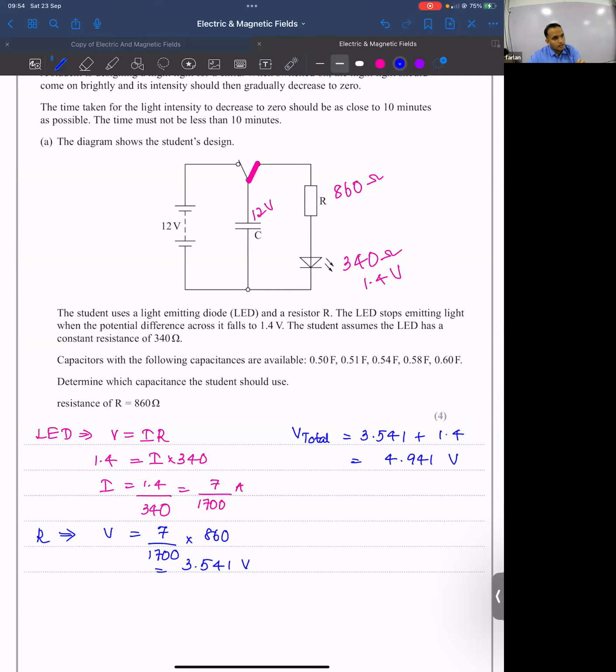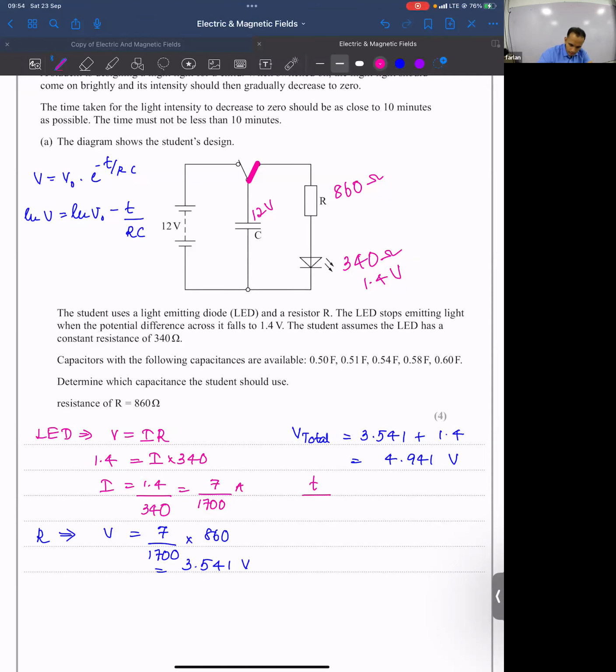The voltage must come down to 4.941 in a time of 10 minutes. Understood? So we know V equals V naught into e to the power minus t over RC. Then ln V equals ln V naught minus t over RC. We have this equation, right? Agree? So I'm going to use that equation here.